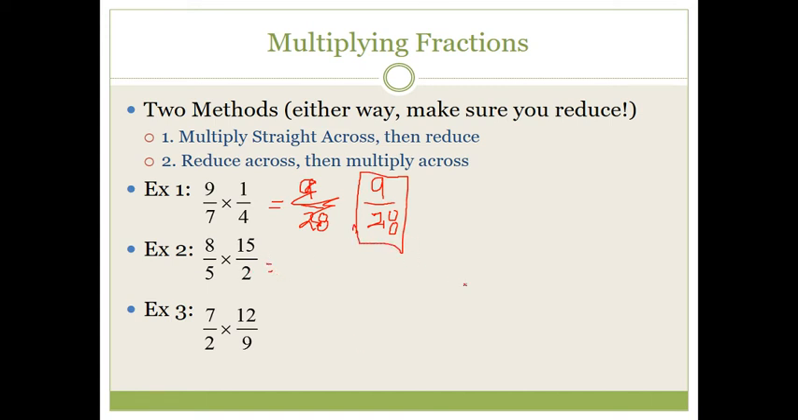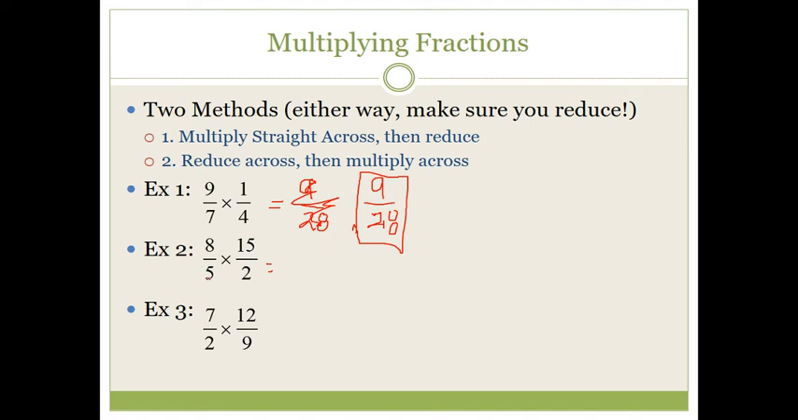Now here's a perfect example when we're looking at number 2 where I want to reduce first. I want to reduce across and then multiply across. For example, I could multiply straight across and do 8 times 15. That's some big number. And then do 5 times 2, and then start reducing that large number fraction. There's no problem with that. So if you don't know what to do, just do that. But I'm going to go ahead and use this opportunity to show you how, if you're good with your multiplication tables, this makes it a little bit easier.